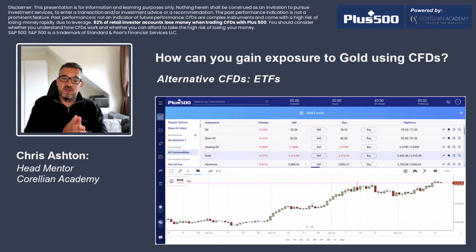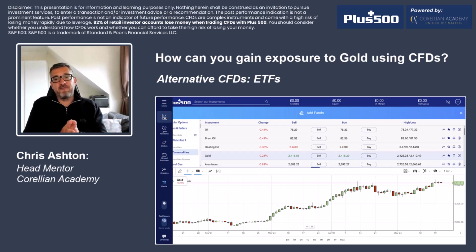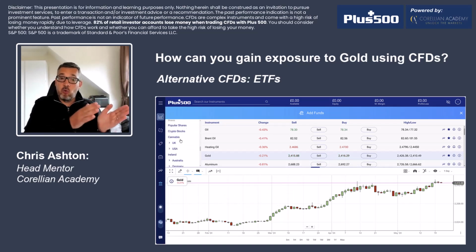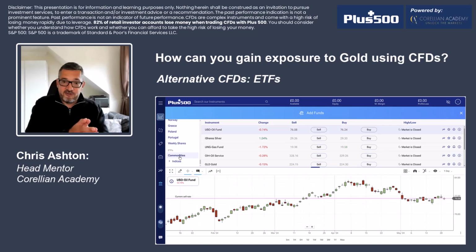The second alternative are our ETFs. To find them on your Plus500 platform, go to Trade, scroll down to the bottom of the instrument list on the left-hand side where it says ETFs, click on Commodities, and they are all listed here for you.